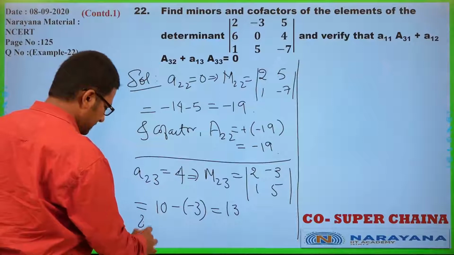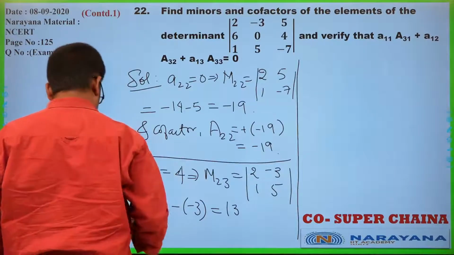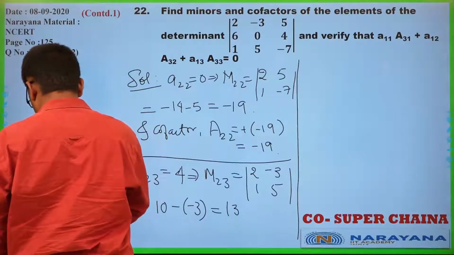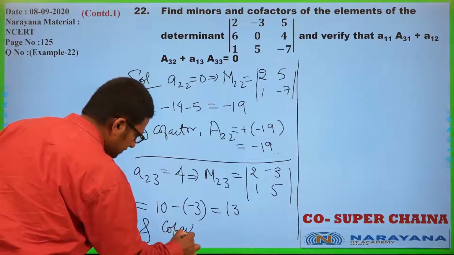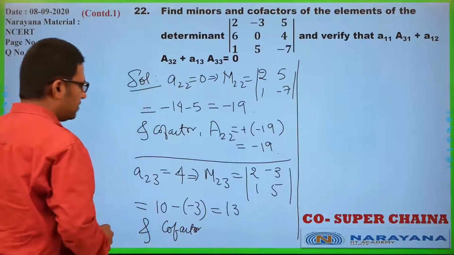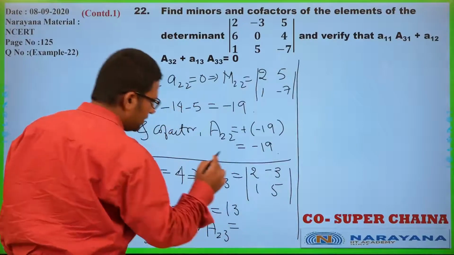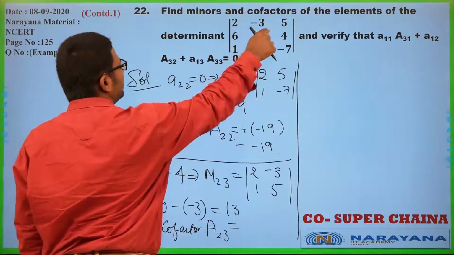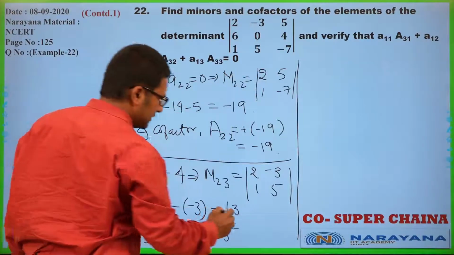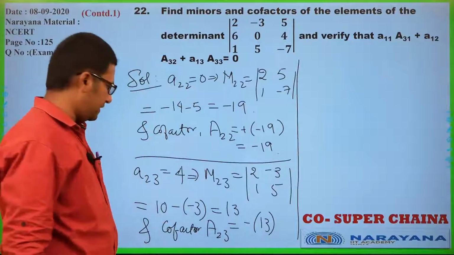And cofactor. What is the cofactor? Capital A23 would be how much? So we took a plus here, which means this should be minus of 13, right? Minus 13.